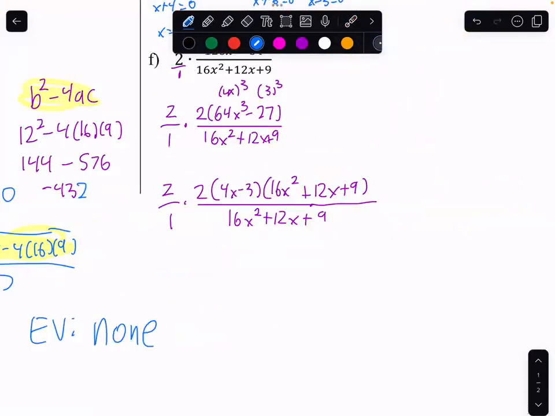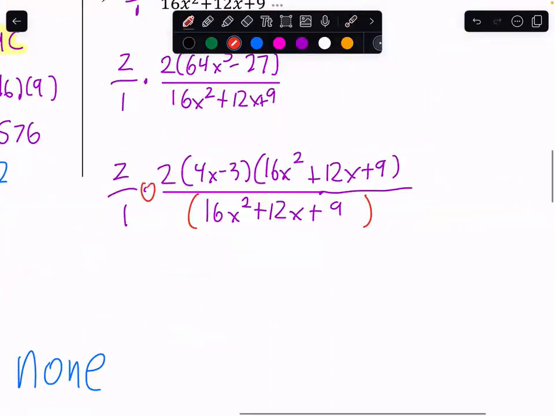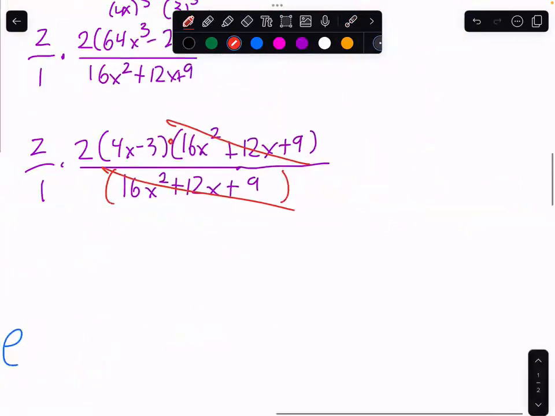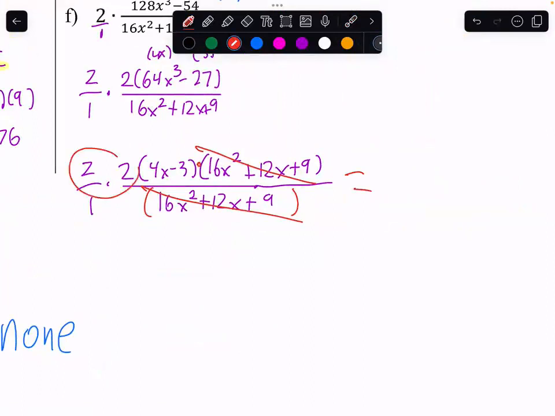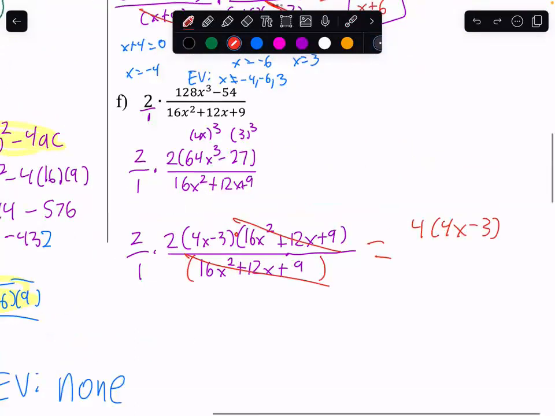Okay, so now reduce. So we do have these matching trinomials. They are both factors. They do both multiply the rest of their rows. So we are allowed to reduce them. So what are we left with? We're left with 2 times 2 is 4, and 4x minus 3. And the denominator is just 1, so we don't really need to write it. Again, you can leave it here if you want. You can distribute it out to 16x minus 12.